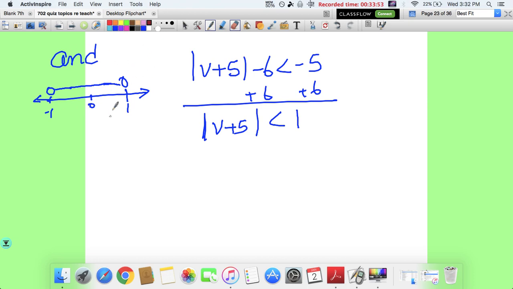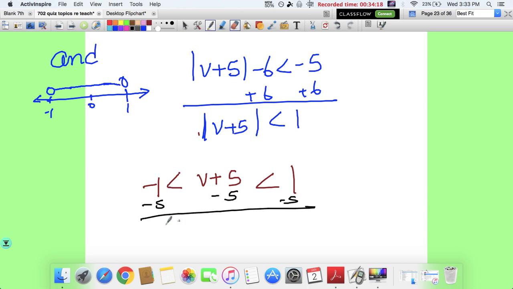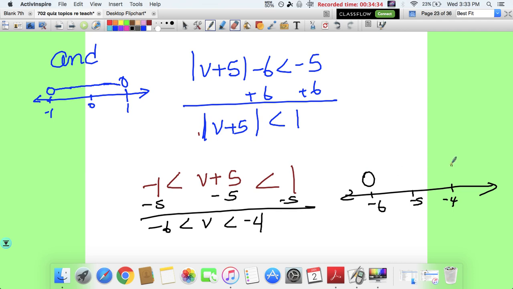Now, if you want to ignore everything I just said and just go straight to your work, you're going to take this guy over here and set it up like this. It's going to be a 1, negative 1 is on the other side, and v plus 5 goes in the middle. Now, to solve this, we're going to do minus 5 here, minus 5 here, minus 5 here. It's going to be negative 6 less than v, less than negative 4. So if you graph that, here's negative 4, here's negative 5, here's negative 6. v can be any number in between this.